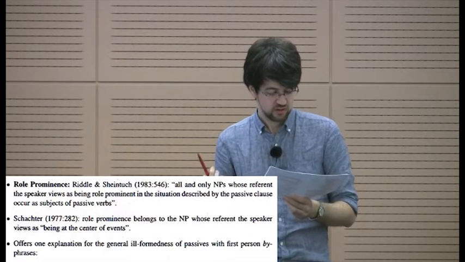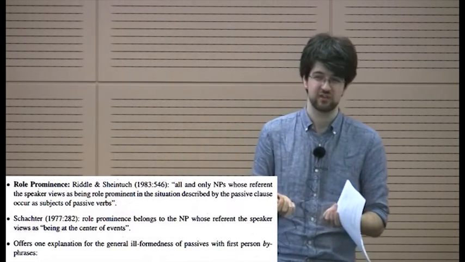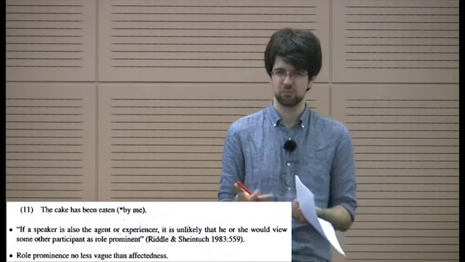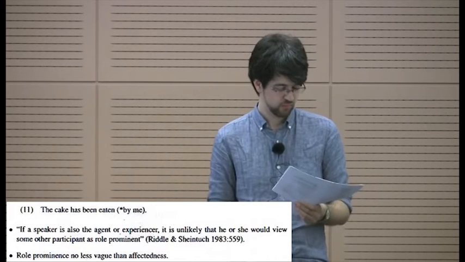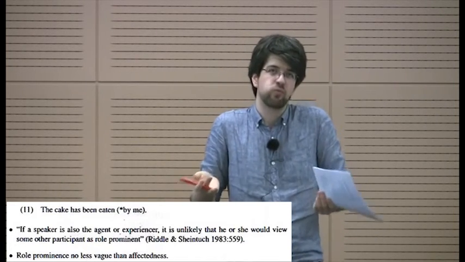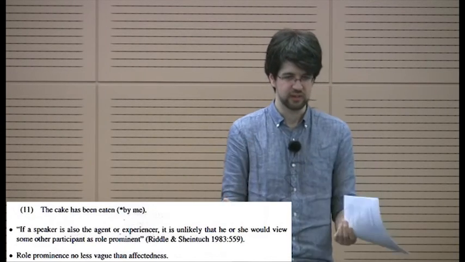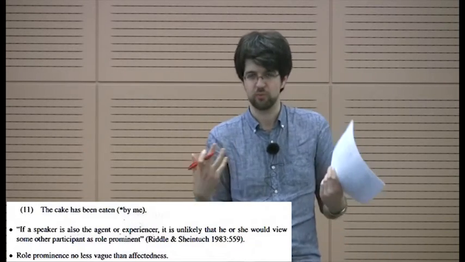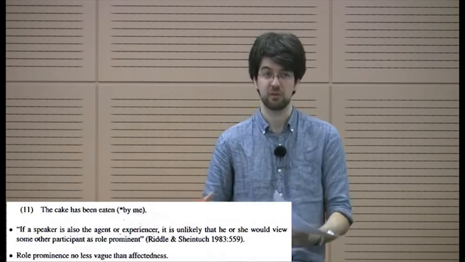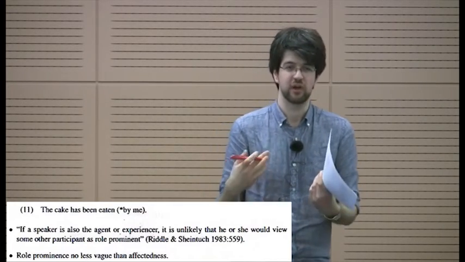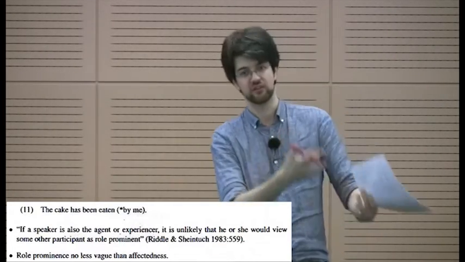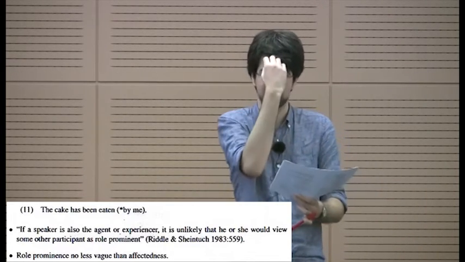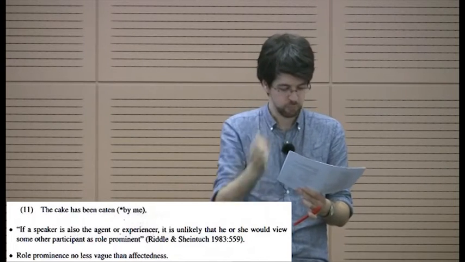So it seems that passives with first-person by-phrases are generally pretty odd. So the cake has been eaten is all right, but the cake has been eaten by me is distinctly peculiar. The argument being that, well, if I'm the agent, so I'm the one doing the action, it's unlikely for me to view something else as more prominent than me, because I'm always going to be quite prominent to me anyway. And if I'm agentive, then I'm even more prominent. So it's going to be very odd for something else to take that position as the subject of the passive. So again, it looks like this kind of constraint applies to the regular passive as much as it does to the prepositional passive.